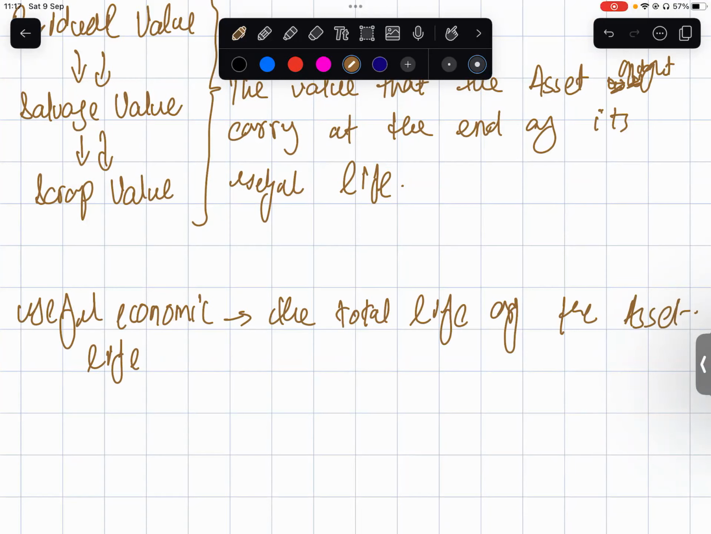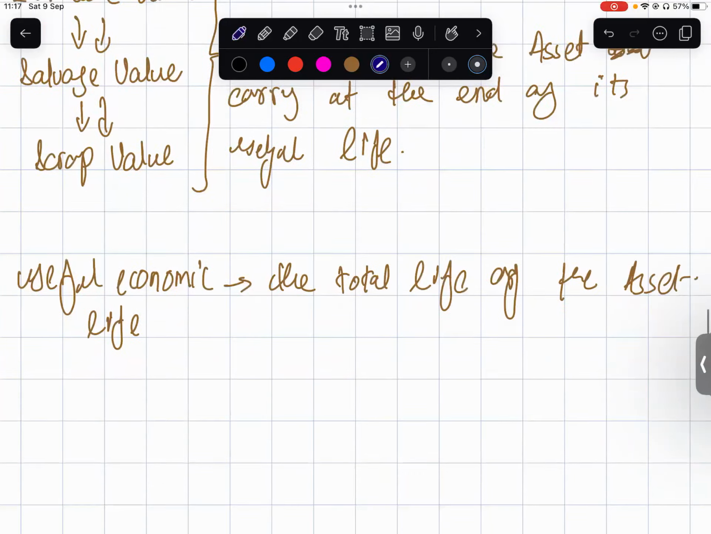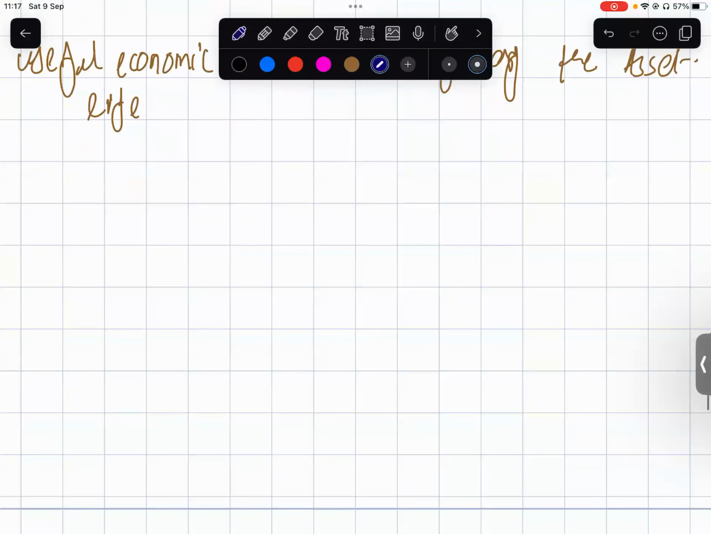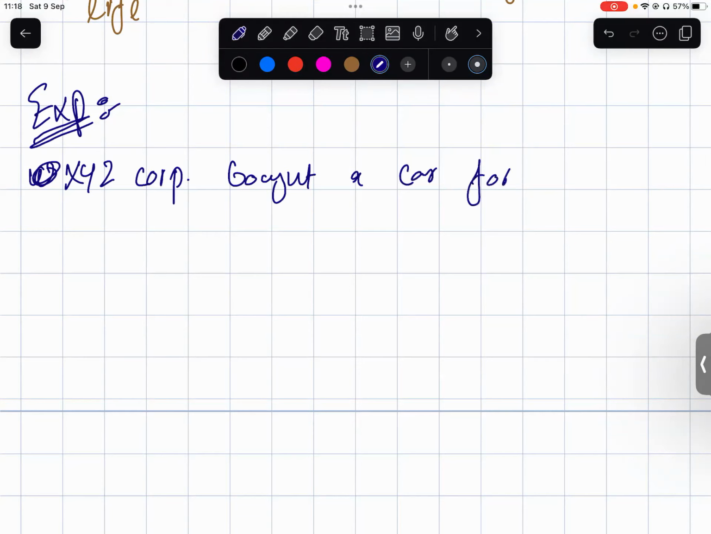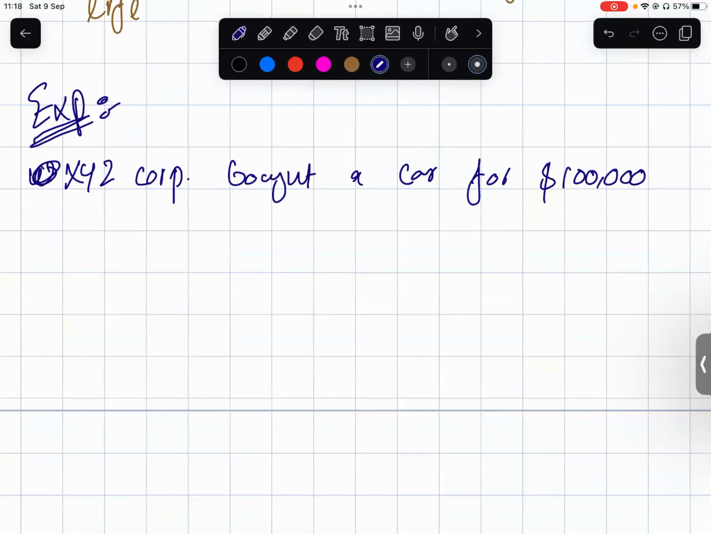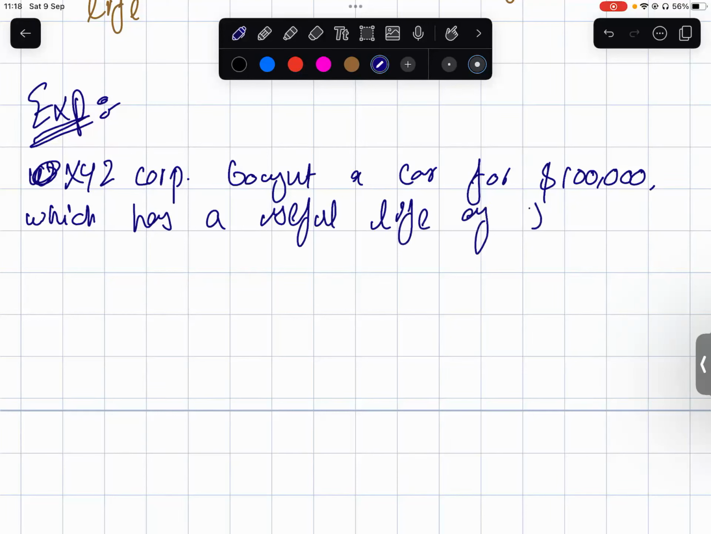Now let's do a few examples for the straight line method. For example, you get a question which tells you that XYZ Corp bought a car for $100,000, which has a useful life. So I have a question. Yes, yes. I didn't understand the economic life value.